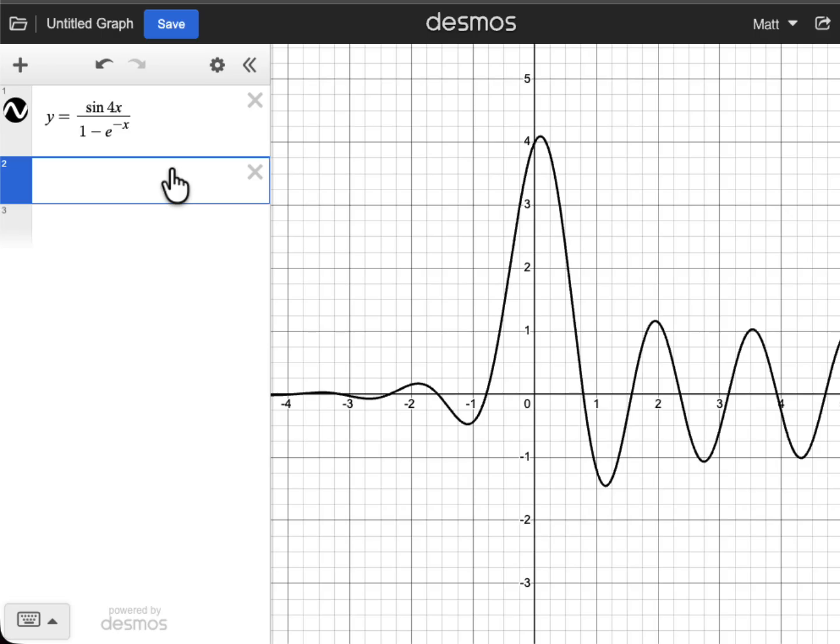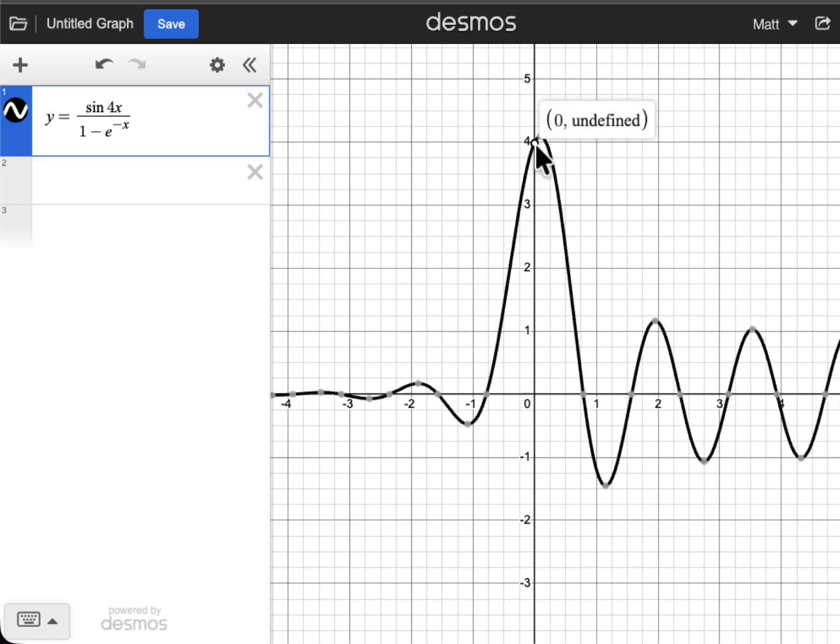Looking at this with technology, I graph the function. The function appears to be continuous, but if you do a trace, you will notice that we have a removable discontinuity here when the input is 0. And the height of that missing point would be 4.